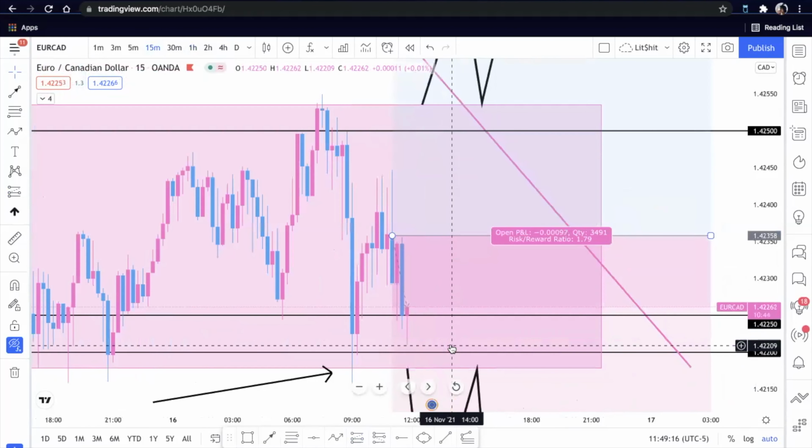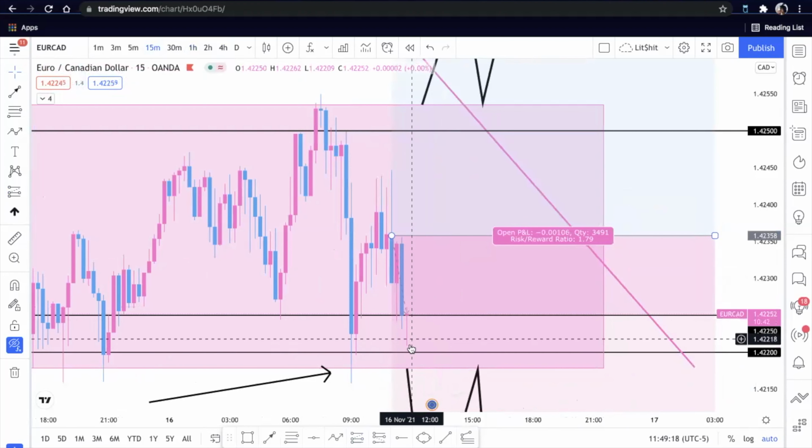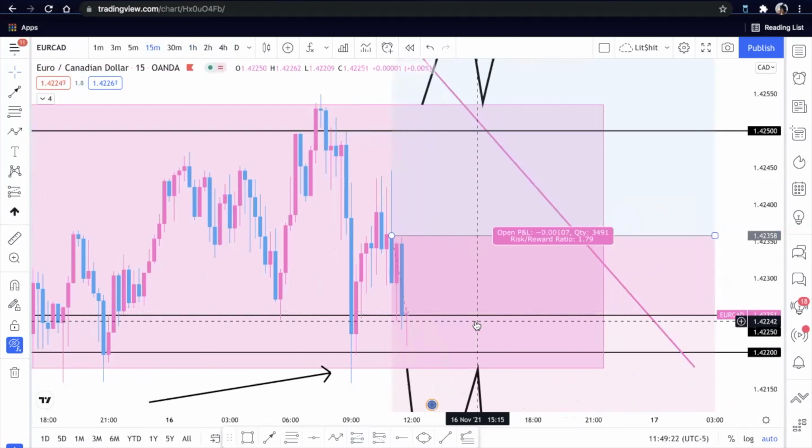Oh, let's see, 15 minute. You see, we got that wick. Okay, so don't be scared when you see a massive move down. That could easily just give you a wick and a rejection that price no longer wants to go down. Okay, yeah, you see it.